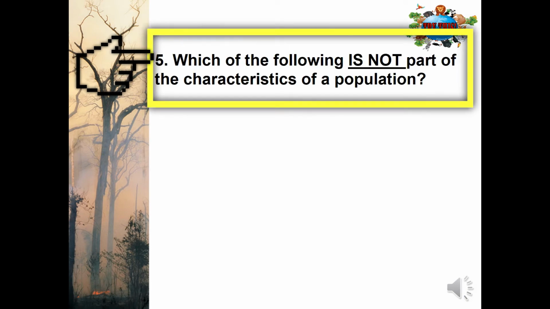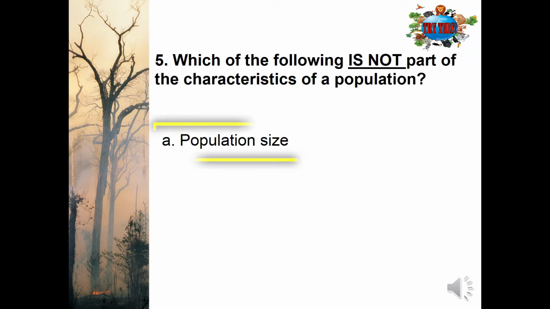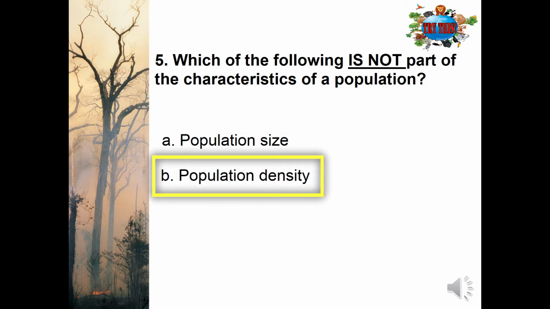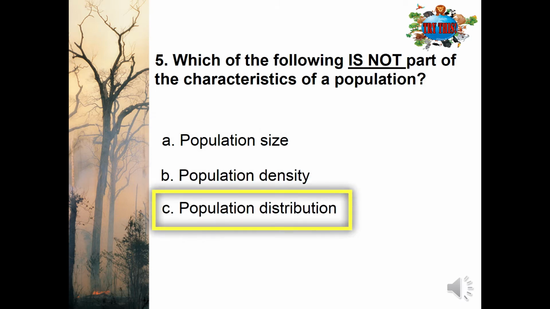5. Which of the following is not part of the characteristics of a population? A. Population size. B. Population density. C. Population distribution.